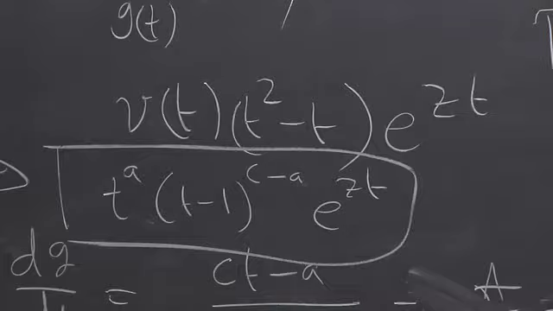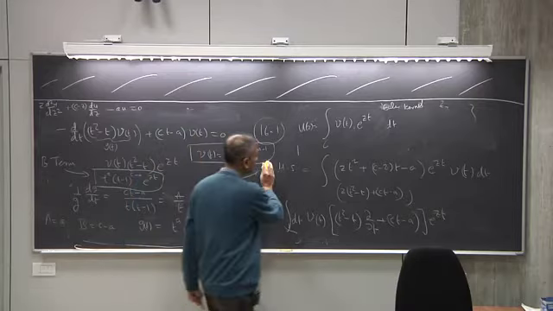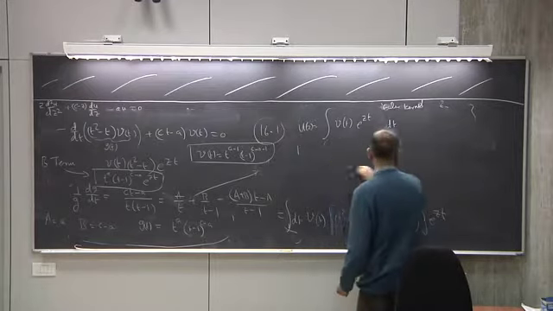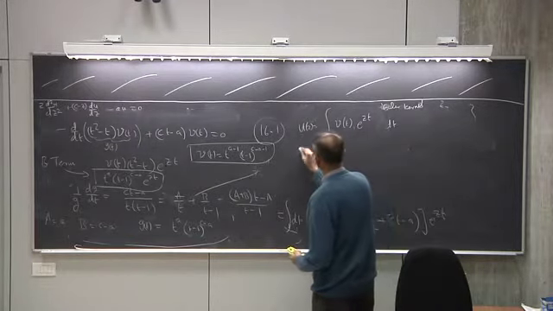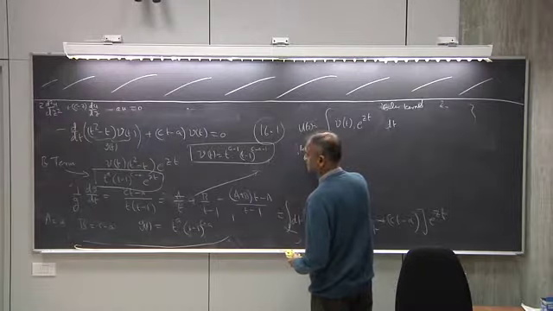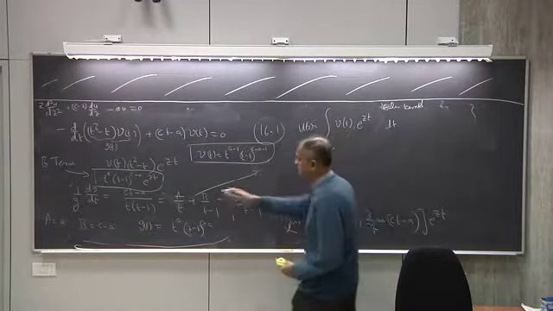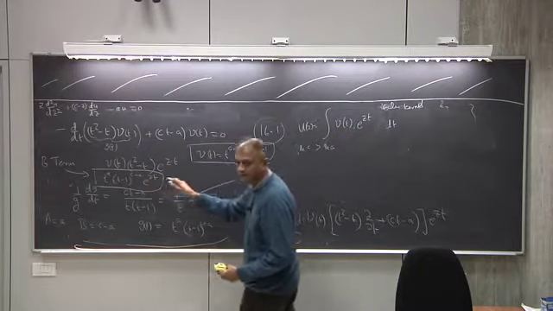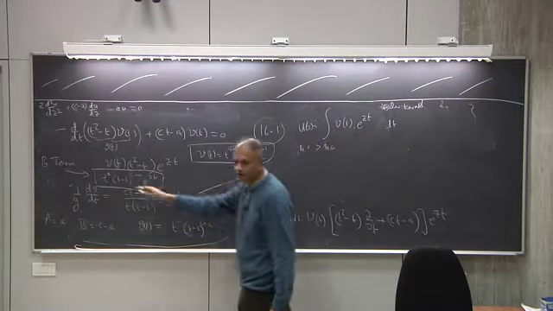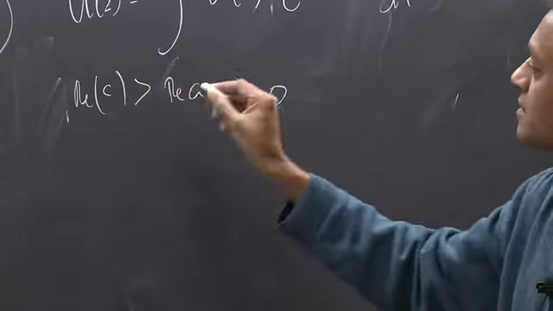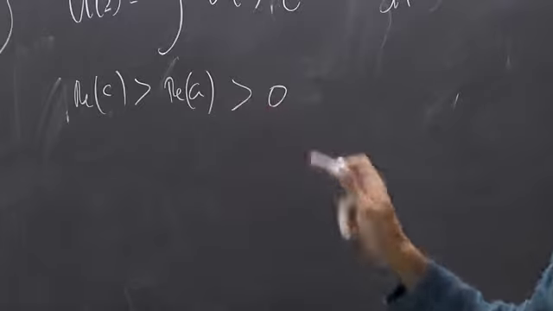Okay, so that's one choice. So let's choose this choice. We choose the real part of c greater than the real part of a. If you want to make this real part positive, that's that. And also you want to make the real part of this positive. So this is 0. Real part of c is greater than real part of a is greater than 0.